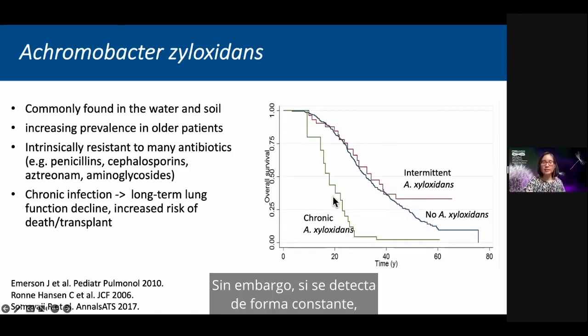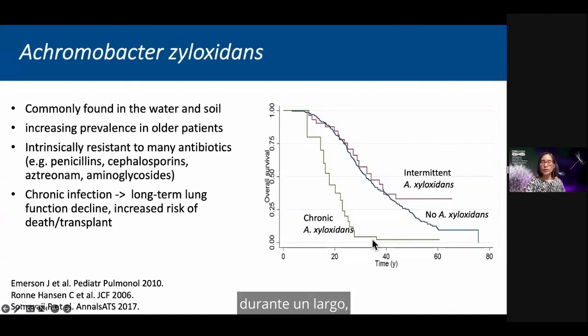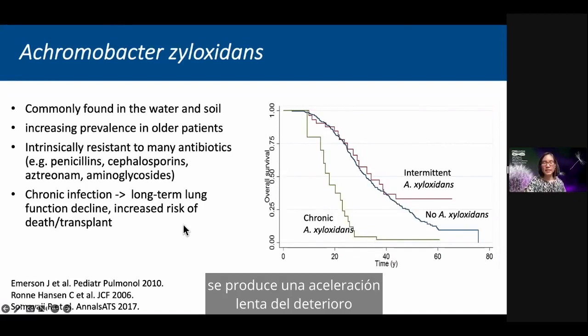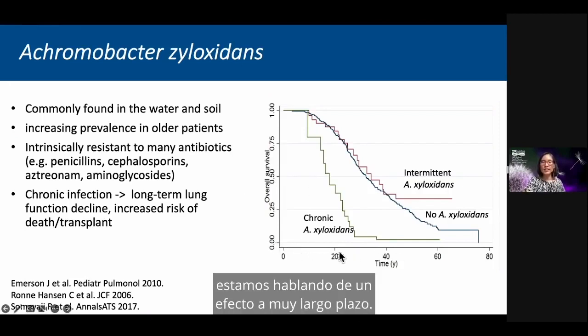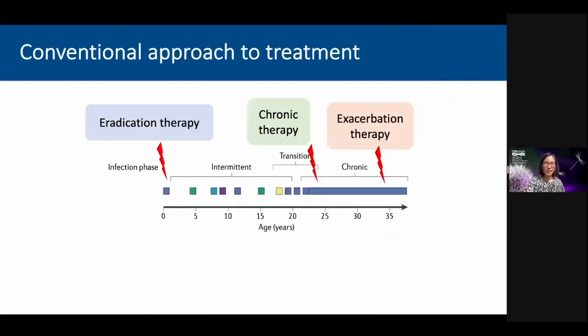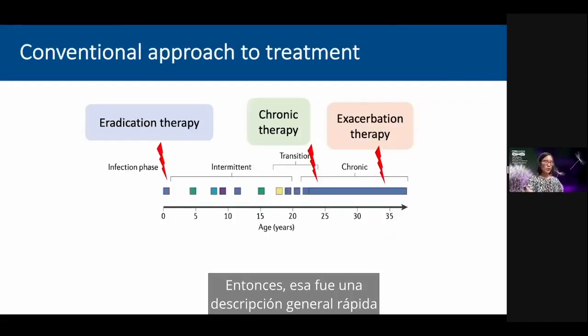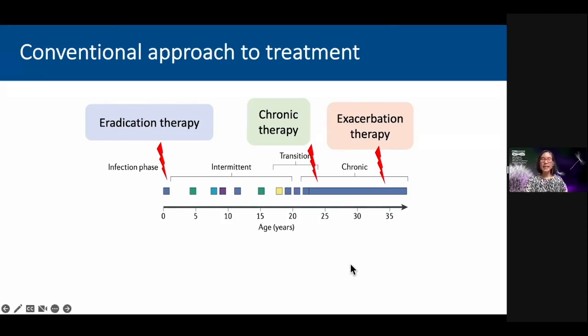However, if it is found consistently, over a long period of time, there is a slow acceleration in lung function decline, as well as an increased risk of death. But if you notice here, we're talking about a very long-term effect. So that was a whirlwind overview of some of the classical pathogens that we find from the clinical microlab, and how they are typically treated.